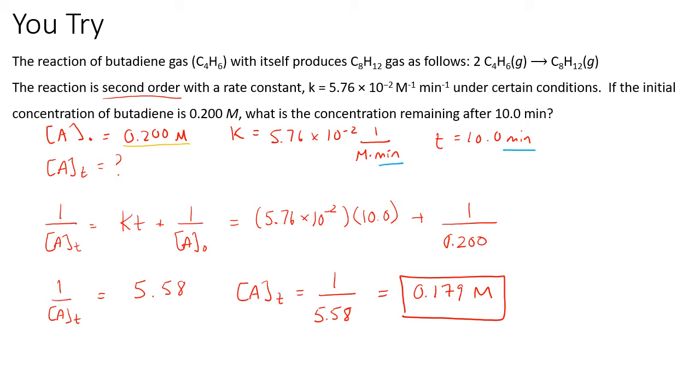If you had gotten something that was a higher value, you would have known that you made a mistake somewhere along the way. So always look for a concentration that's lower than what you started with if you're figuring it out after some time has passed.